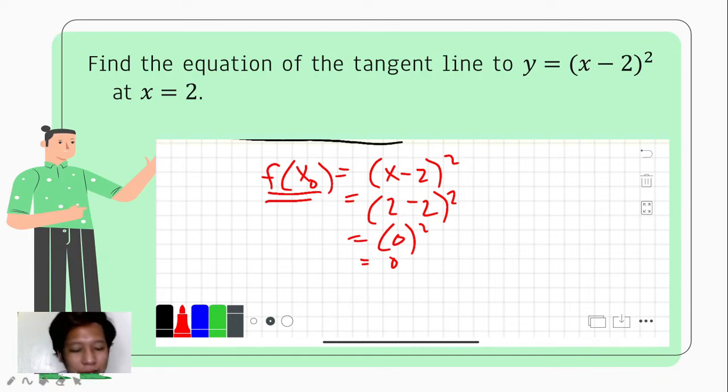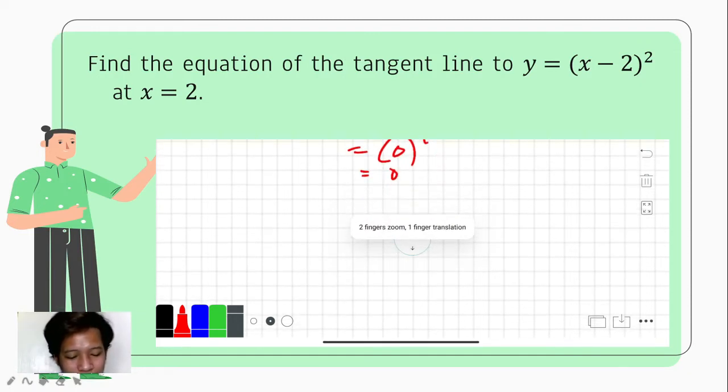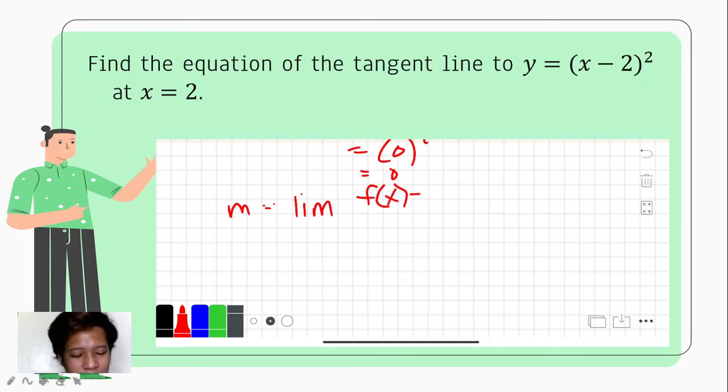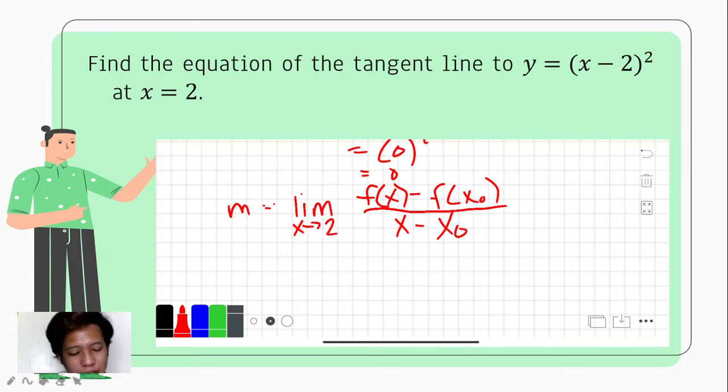We are now ready to substitute into the formula. We have here m, or the slope, is equal to the limit of f of x minus f of x sub 0 over x minus x sub 0 as x approaches to, as stated in the problem, x equals 2. So, as x approaches to 2.